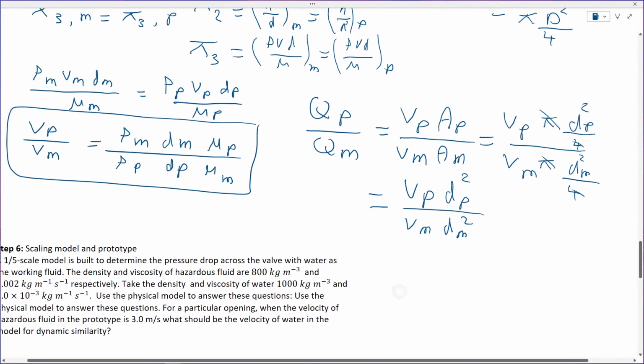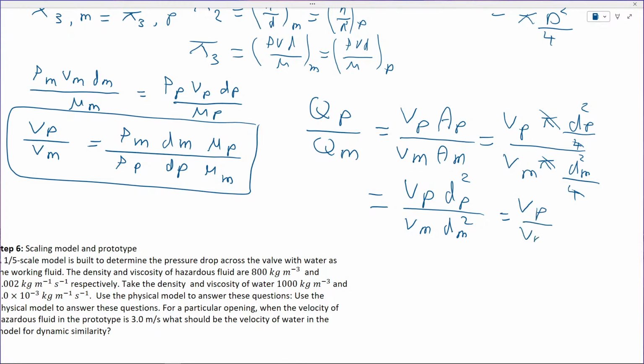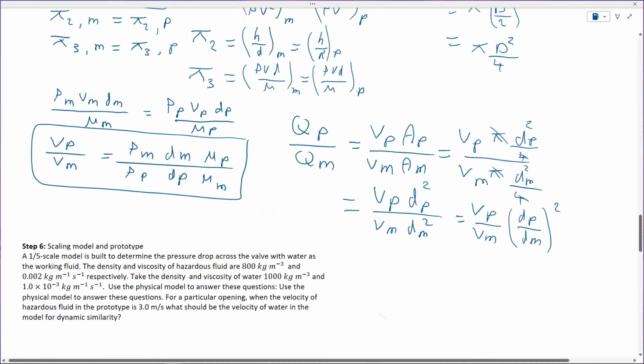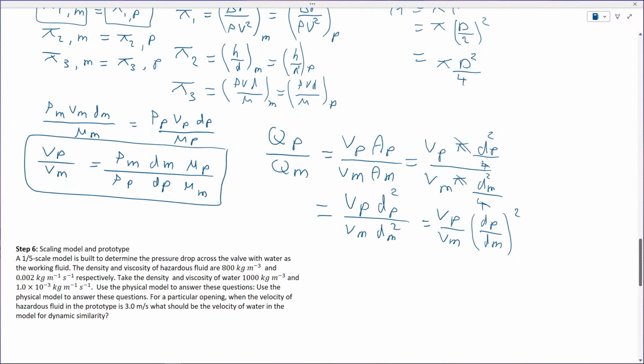Or alternatively, I can just write it like this: V_P over V_M times dp over dm, ratio, and square. Can I do this? So that would be, let me erase, here's this guy. So I have my second relationship. Well, I'm getting everything now: Q_P is equal to Q_M.